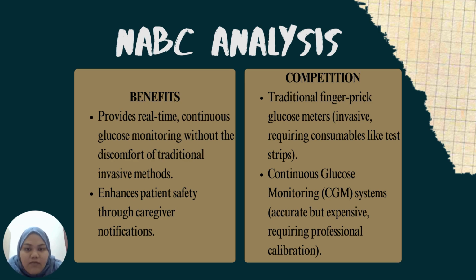And the last one for the NABC analysis is C, which stands for competition. There are traditional finger prick glucose meters that are invasive and require consumables like test strips, and continuous glucose monitoring, or CGM, systems that are very accurate but expensive and require professional needs. Thank you. That's all for me.